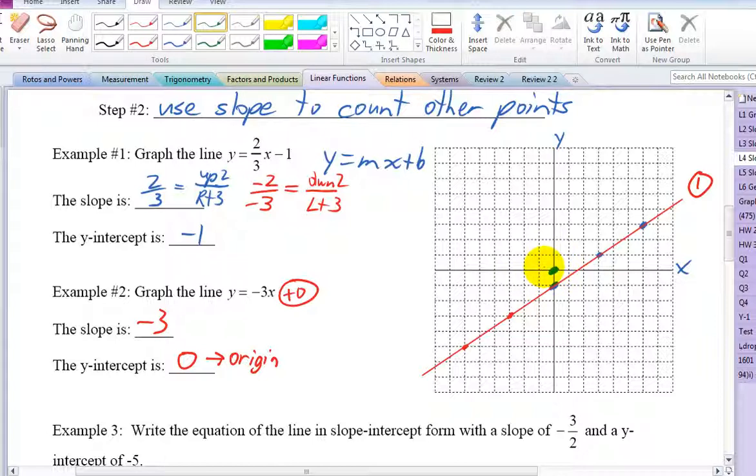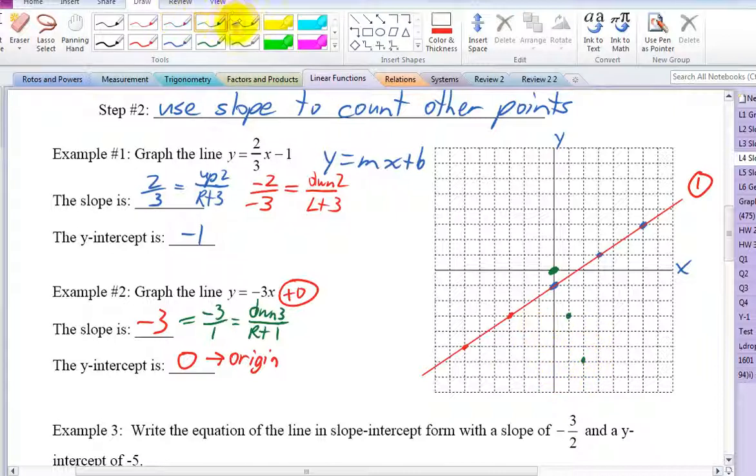Okay. Now, what's -3 as a fraction? -3 over 1. So what does that tell you to count? Down 3, right 1. So 1, 2, 3, right 1. 1, 2, 3, right 1.